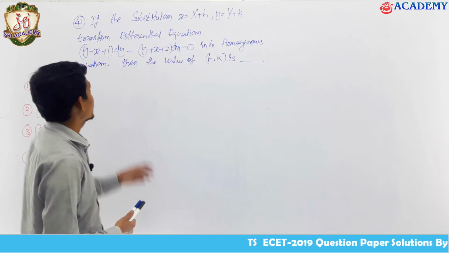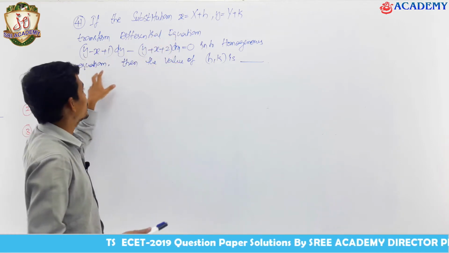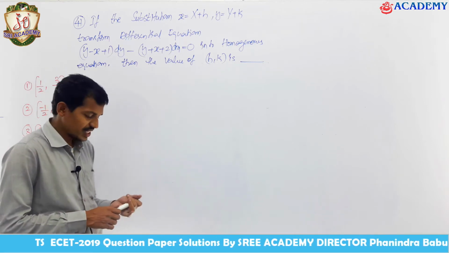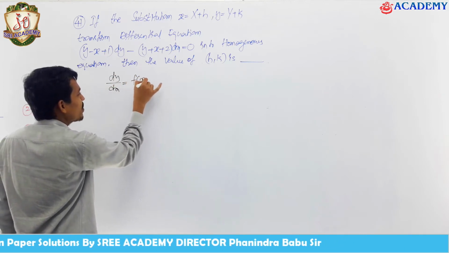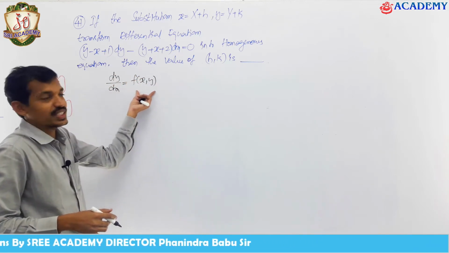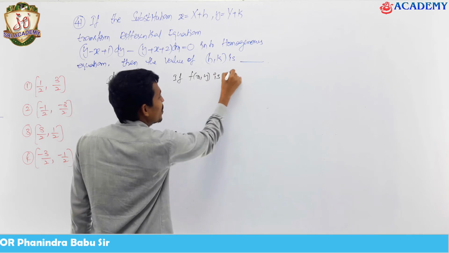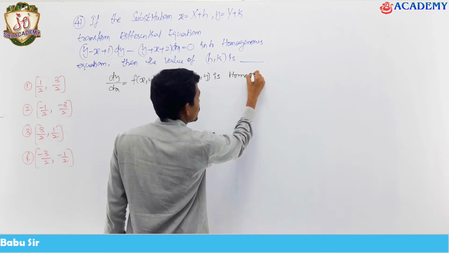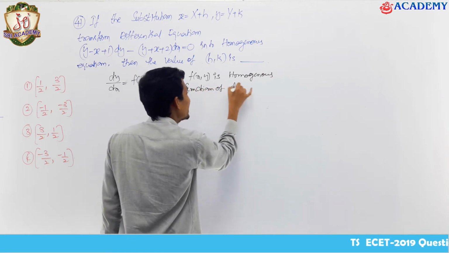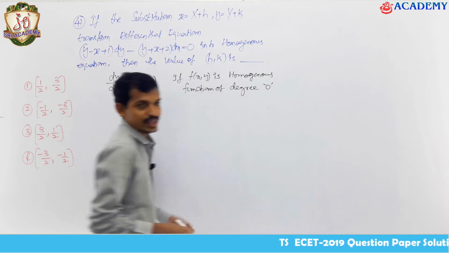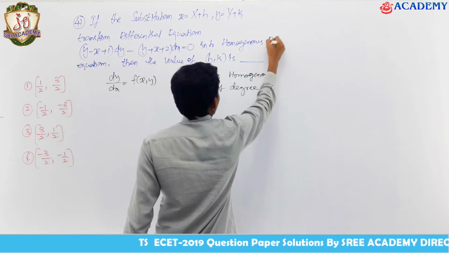Coming to this problem, by substituting x and y, this equation is going to be converted into a homogeneous differential equation. Actually, a homogeneous differential equation is nothing but dy by dx equals f of x comma y, which is said to be a homogeneous function when f of x comma y is a homogeneous function of degree 0. This is a homogeneous differential equation.